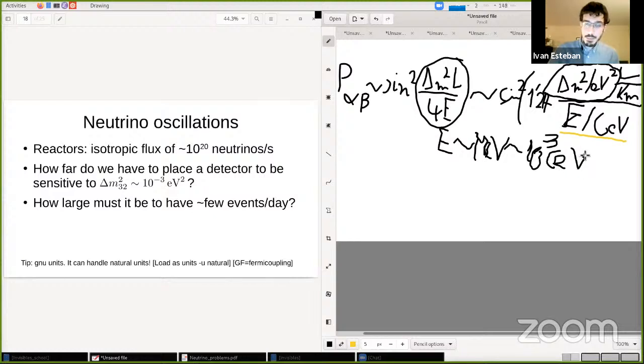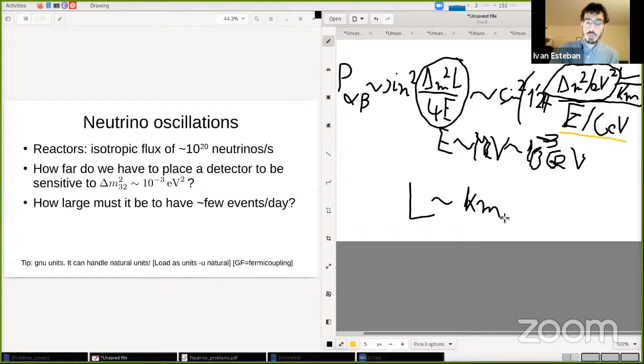My tablet stopped working, so sorry for the handwriting. This is a minus. Okay, so this means that down here we will have a factor of 10 to the minus 3. And since we also have a factor of 10 to the minus 3 up here, then these factors cancel each other. And this tells us that the distance at which we have to put our detector is of the order of a kilometer.